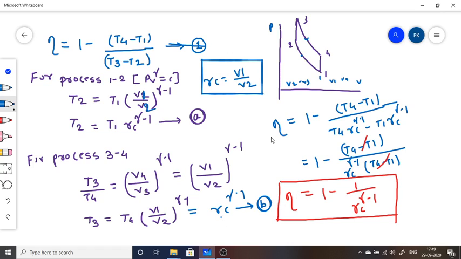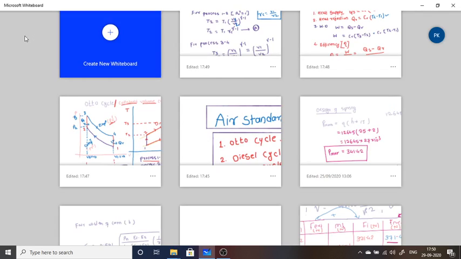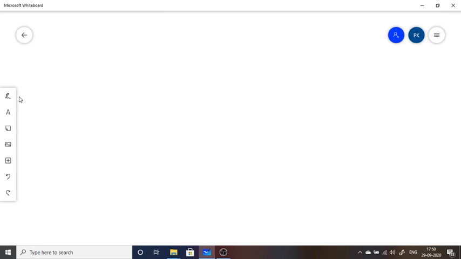Putting these values in the equation, we get T4 minus T1 as it is. Put the value of T3 equal to T4 into Rc raised to gamma minus 1, minus T1 into Rc raised to gamma minus 1, in the denominator. Take Rc raised to gamma minus 1 common from the denominator, then this cancels out, and the efficiency of an Otto cycle is a function of the compression ratio and the adiabatic index. This is the efficiency of the Otto cycle.